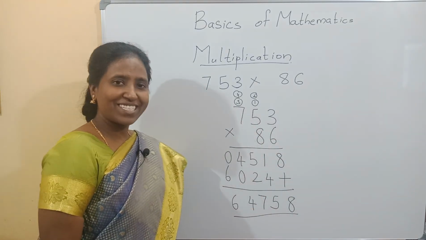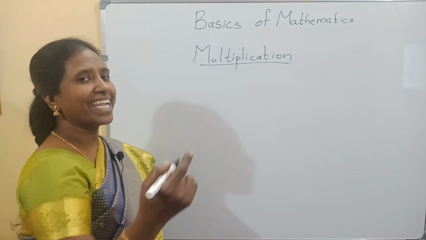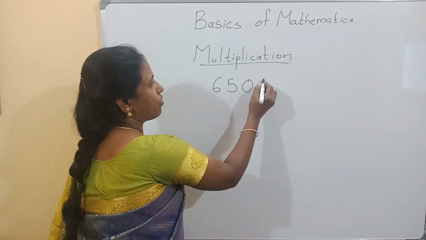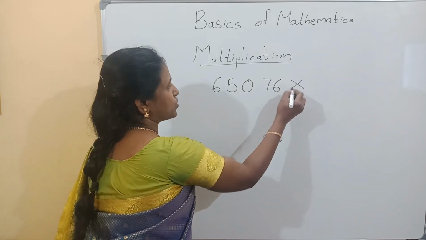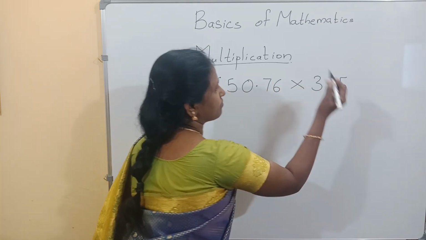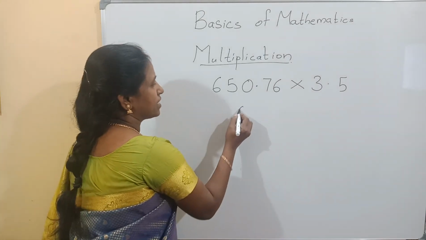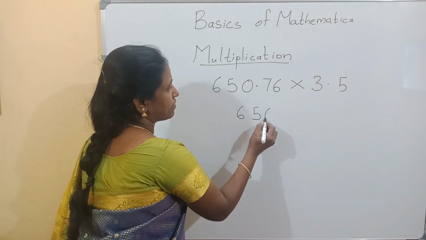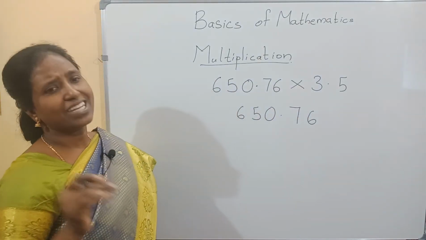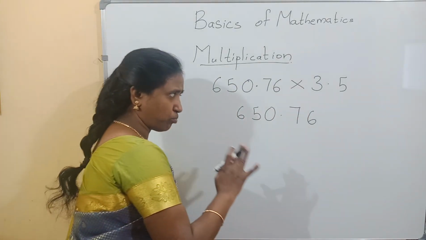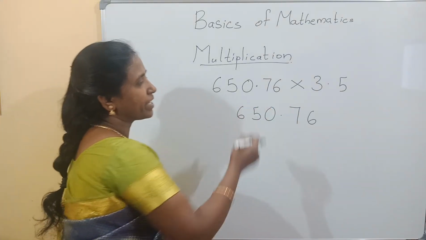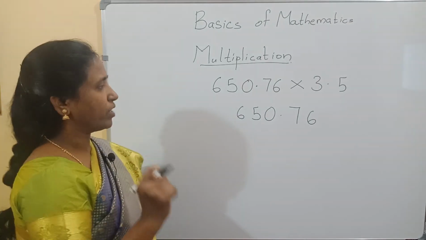Shall we go on with the decimals and multiplication now? Yeah. Let's get started. If it is 650.76 into 3.5. How would we do this? 650.76. So generally while multiplying, do not take the points. After multiplying, you can just add how many numbers and then you can put the points, right?